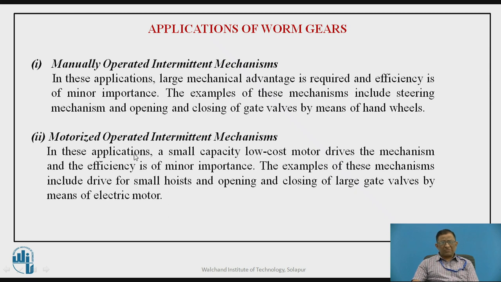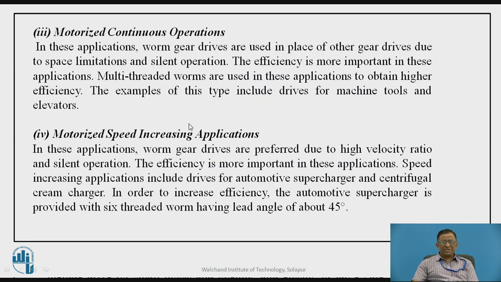If still more torque is required, then as far as the input is concerned, a small capacity low cost drive can be used. So a low cost motor can be used as the input which drives the worm, and that is transmitted to the worm wheel. Efficiency is of minor importance. So for opening and closing of large gate walls of dams or canals, or hoists in material handling, we can use motorized operated intermittent mechanisms, that is, worm gear drives. Then motorized continuous operation can also be provided, as a replacement for other gearboxes where space limitations are there, because these are most compact and silent in operation. So we can replace other gearboxes by worm gearboxes in such cases, for example, machine tools, machine tool spindles and elevators.